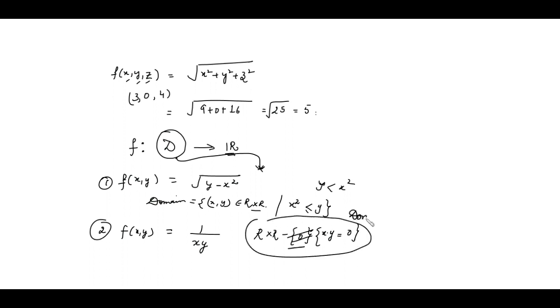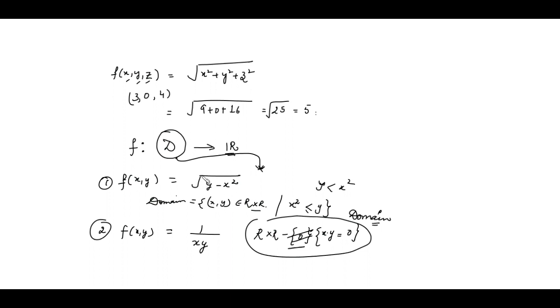So what is the domain set? The domain set is that set where the function is defined. Here we are talking about a real valued function, so it should be defined for real values. It means the values come out to be real.